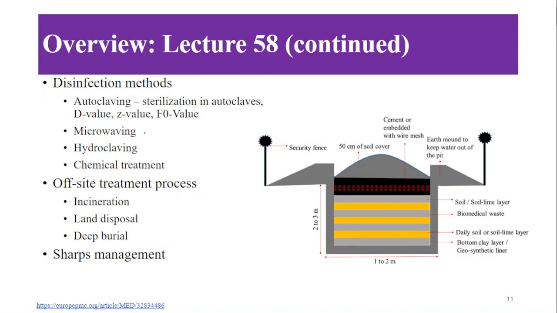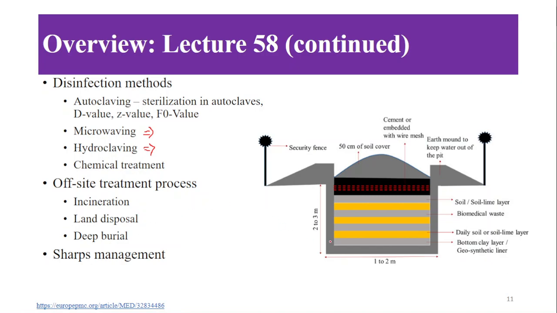And then another method, which is microwaving, is generally used for waste which is not 100% solid and dry. And hydroclaving is another type of autoclaving, which uses less steam and lesser energy, and other methods can be chemical treatment. The off-site treatment process includes incineration, land disposal, and deep burial.